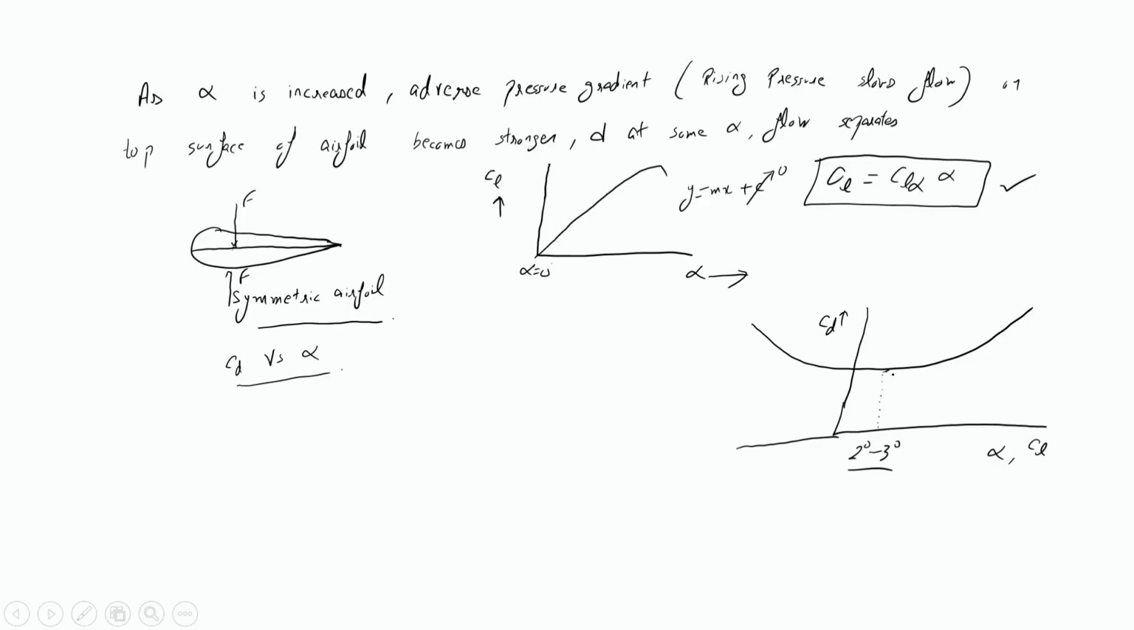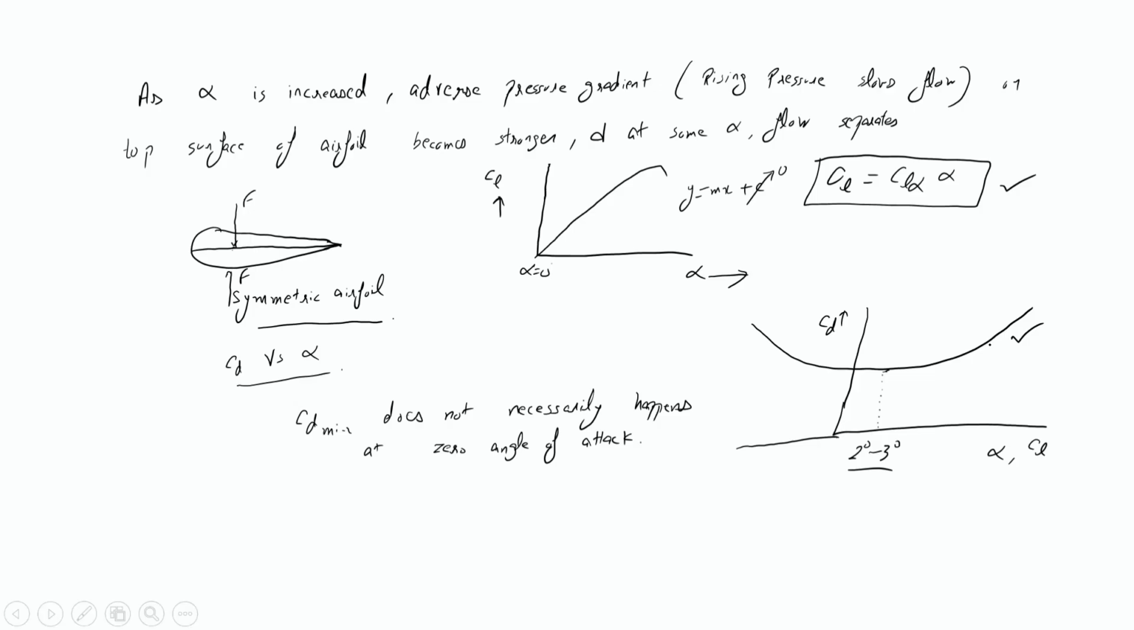Alright, so CD minimum does not necessarily happen at 0 angle of attack. And notice here at high angle of attack how CD is increasing parabolically, how the drag is increasing at higher angle of attack. Okay, so remember this point, at higher angle of attack the drag increases parabolically.